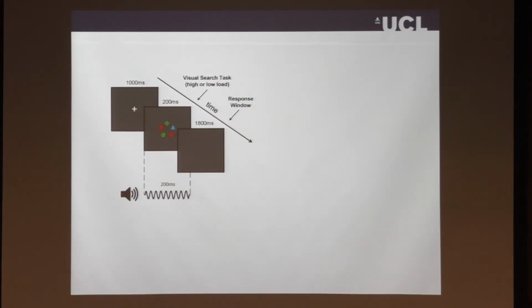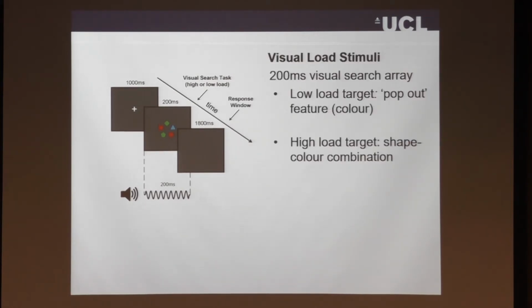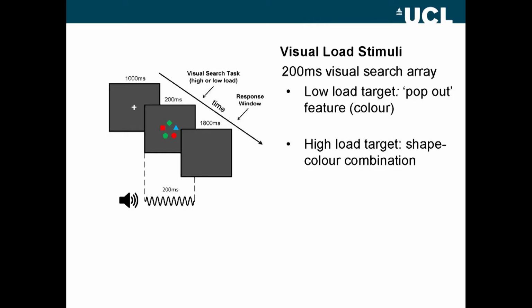It's a very powerful technique and one that we can verify, so we can show that the responses we've extracted are auditory, they localize to auditory areas and so on. But back to this one. So this is our loading paradigm, and like I said, the low load was a pop-out feature, so they were just searching for a particular color. In the high load, they were looking for a shape-color combination.